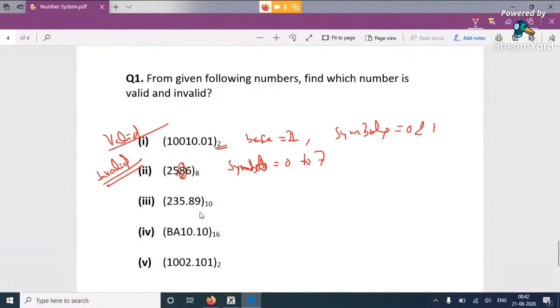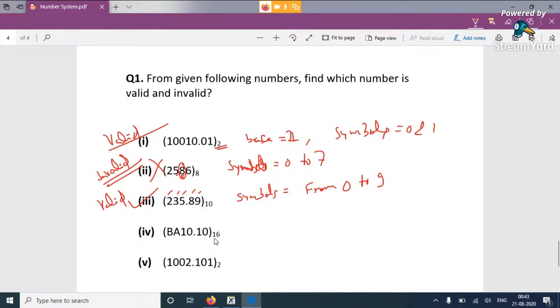Third, see, the base of this one is 10. So the symbols we can use are decimal symbols, from 0 to 9. Here all the digits 2, 3, 5, then the decimal point, then 8 and 9, are valid digits in the decimal number system. So we can say this third problem is correct. This is correct, this is incorrect.